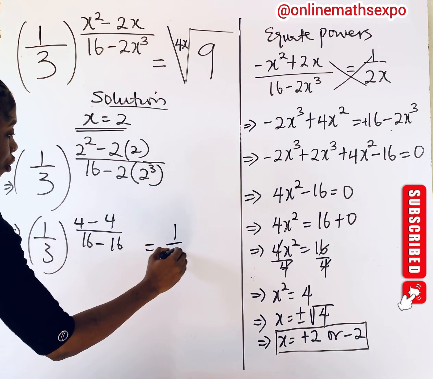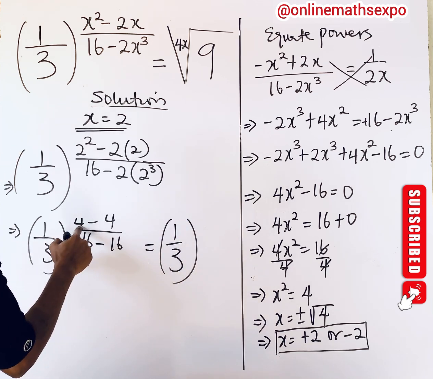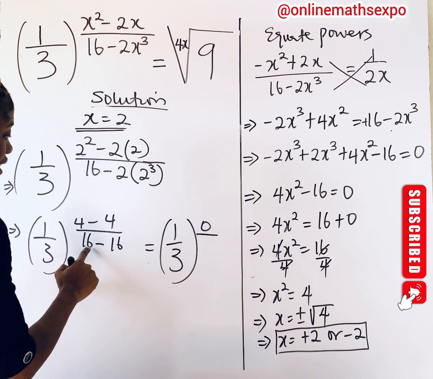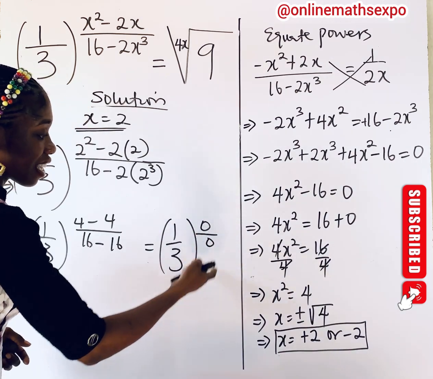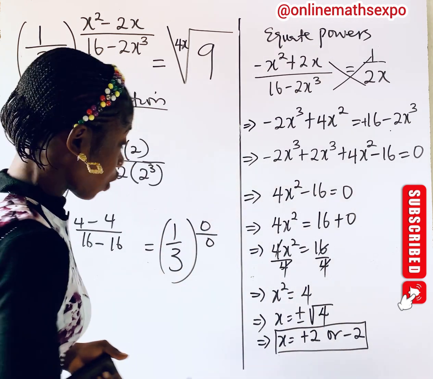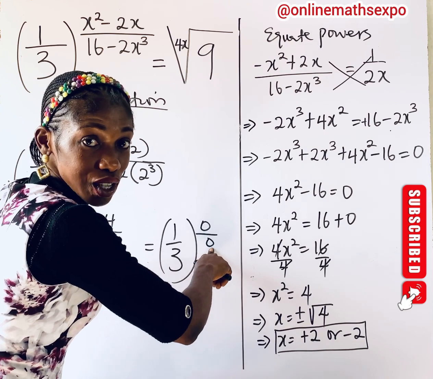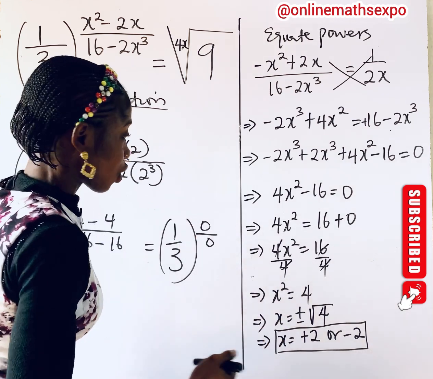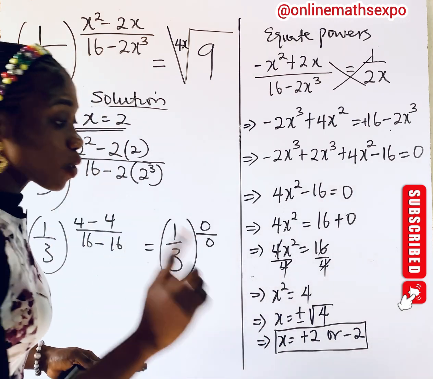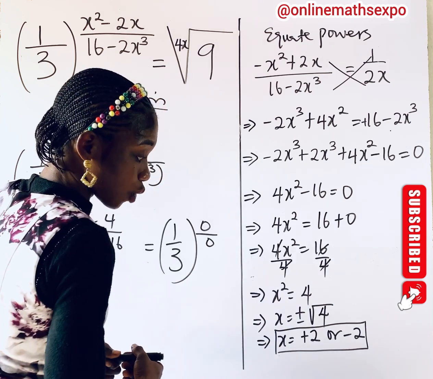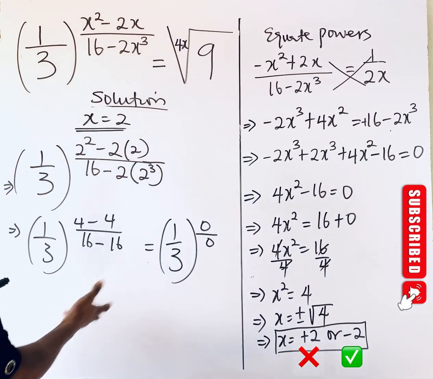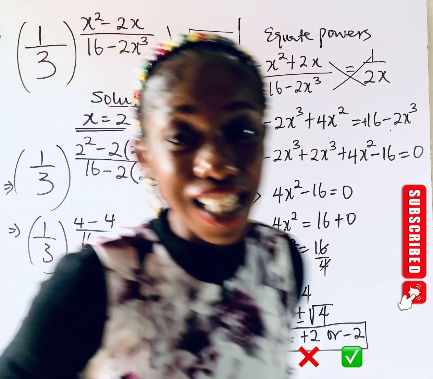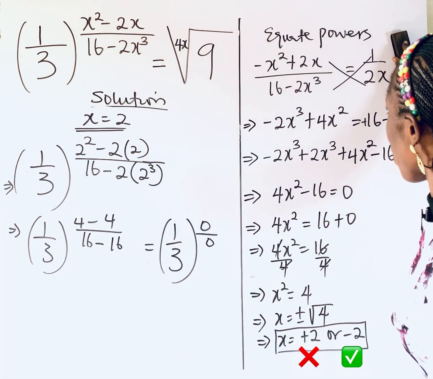Did you see what we're getting? So we're having 1 over 3 raised to the power of 4 minus 4 is 0, and 16 minus 16 is 0. And when we have something like this, we say it is indeterminate, because the denominator has become 0 as well as the numerator. So what does it mean? It means we are going to go back to this to conclude that our x cannot be 2. But don't be too fast. Let's check for when x is negative 2 so that we can make our conclusion.